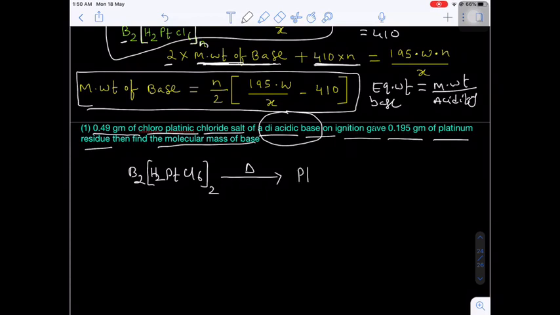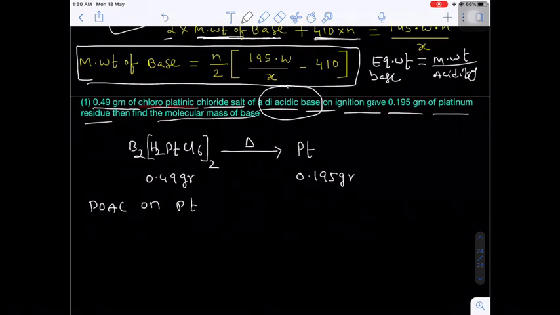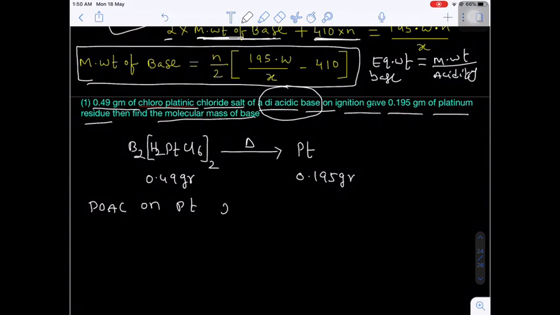On strong ignition, it gives platinum residue. The weight of the salt is 0.94 grams, and the weight of the residue is 0.195 grams. Now apply POAC on the platinum atom. There are 2 platinum atoms, so 2 into the number of moles of salt, which is given mass upon gram molecular weight of salt.